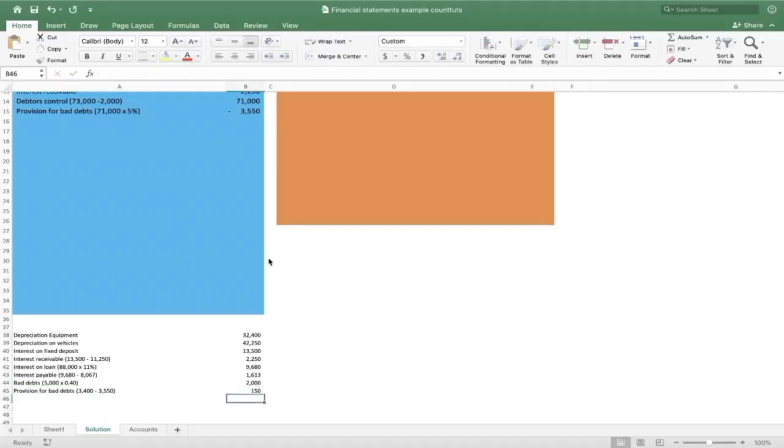That means this 150 here will go into the operating expenses section of the income statement because it's an expense, because our provision for bad debts has gone up. Remember, every time a provision for bad debts goes up, it's not good for the company because we are predicting that more and more people will not be able to pay us. If it went down, it was going to go under the other income section of the income statement. But here it's a negative, because the new one is greater than the old one.